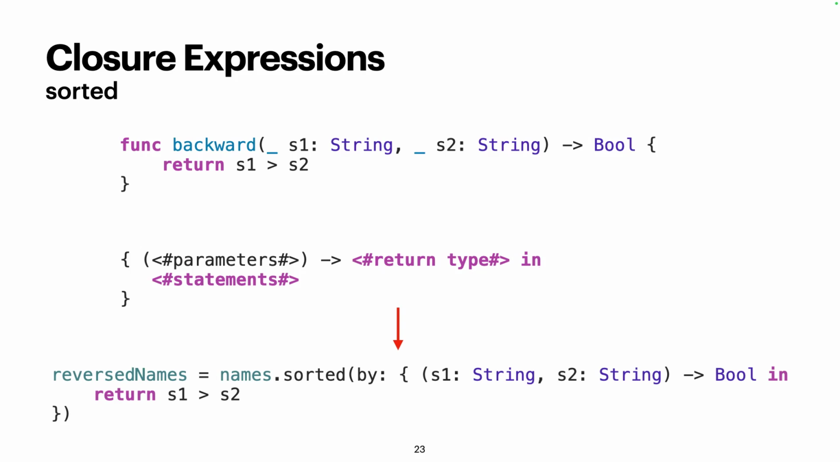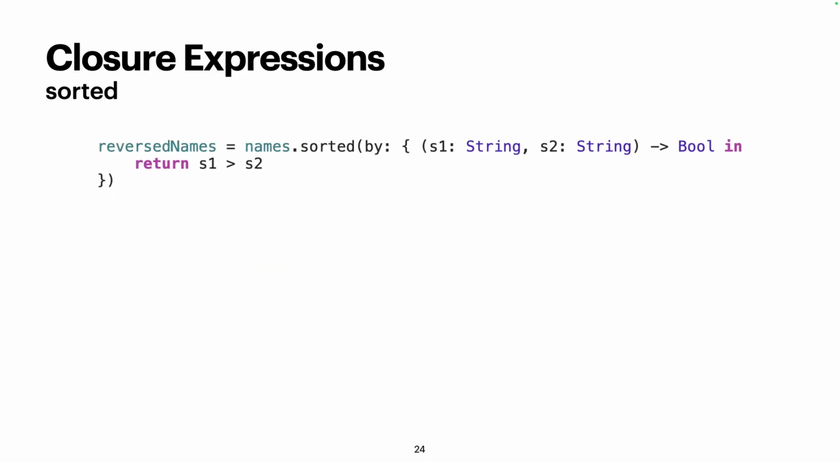Again, same thing, but we're now embedding the function within sorted. So this curly bracket, this function takes in two arguments, S1 and S2, returns a Boolean, and this in keyword separates the parameters and the return type from the actual function itself. These are two exact same things, but we're nesting our backward function into the argument itself using closure.